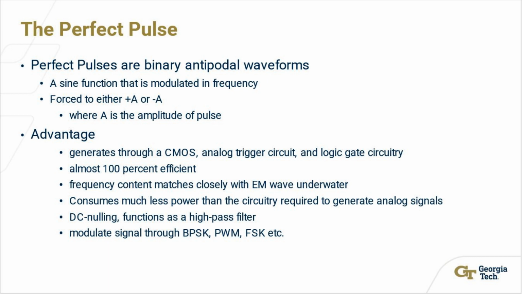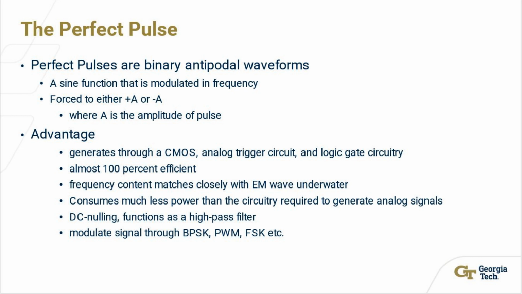A little bit of background on the perfect pulse. Perfect pulses are binary and typical waveforms that are modulated in frequency and can have either a positive or negative amplitude. This implies that the generating process can be easily done by a combination circuitry of CMOS analog trigger circuit and logic gate. Some fantastic properties of this type of pulses are: first, the generation efficiency is almost 100% and consumes less power than the circuit needed to generate analog signals.